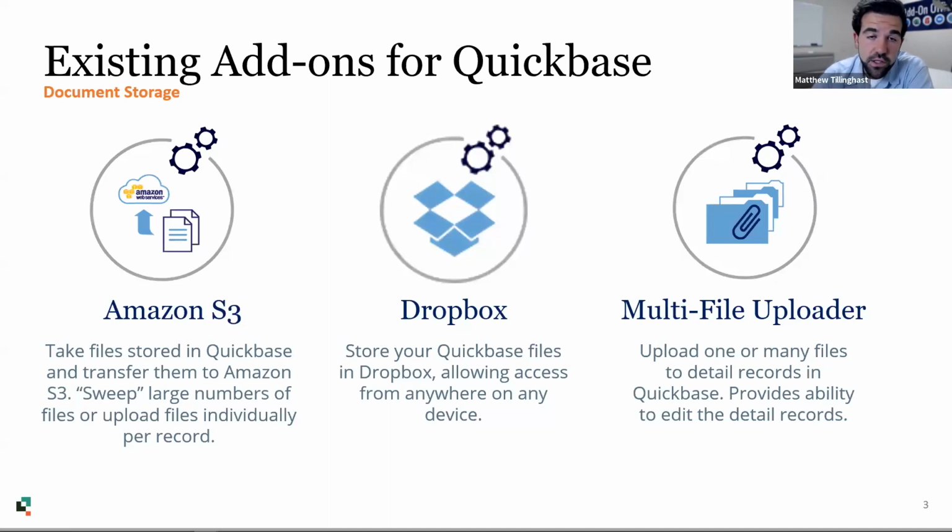Some of you may even use these tools. Amazon S3 multi-file allows you to upload multiple files in one shot for a master record to detail records. Dropbox multi-file essentially does the exact same thing, but saves to the Dropbox cloud repository rather than the Amazon S3 cloud repository. And then, of course, there's our multi-file uploader, which has been there for many years. That allows you to add detail records to a Quickbase master table, and you could also update those detail record fields when you're uploading your files.